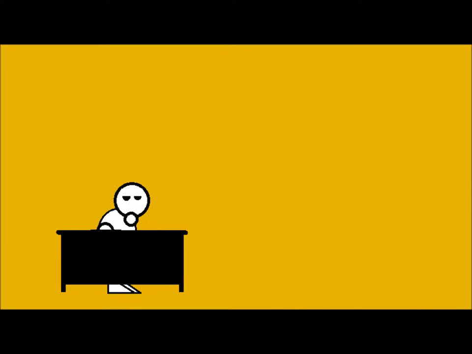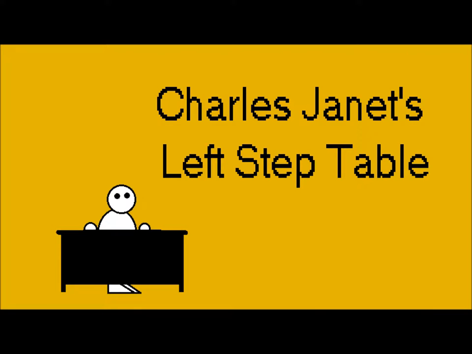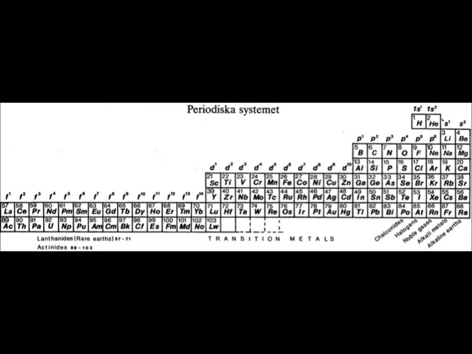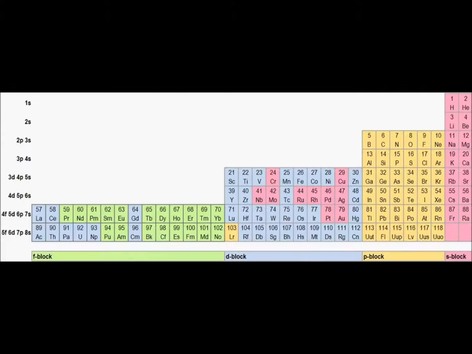However, there are examples of alternate periodic tables which attempt to emphasize different characteristics or methods of organization of the elements. The most popular alternate periodic table is Charles Janet's Left Step Periodic Table. Created in 1928, the table chooses to emphasize the relative orbitals that are filled and the order in which they are filled. The red columns are the elements where the outermost electron is in the S block, yellow elements have the outermost electron in the P block, and so on.